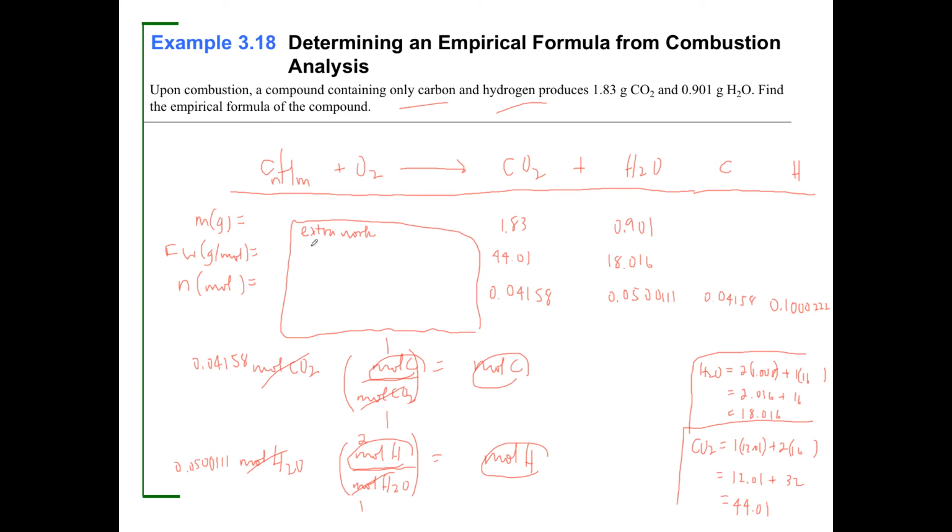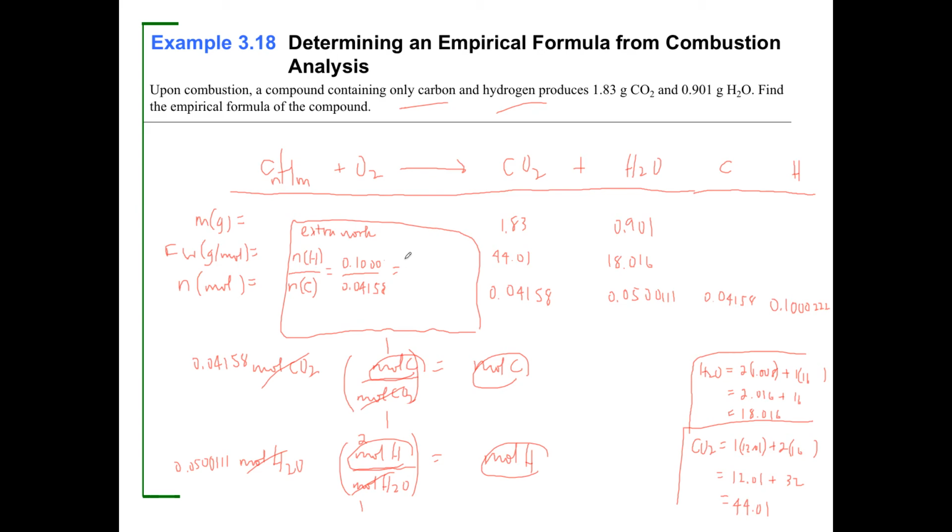Extra work. I'm going to say the moles of hydrogen over the moles of carbon is equal to 0.1000222 divided by 0.04158. I'm going to put the bigger one on top, okay? Sorry for the messy handwriting. I'm going to divide those now.